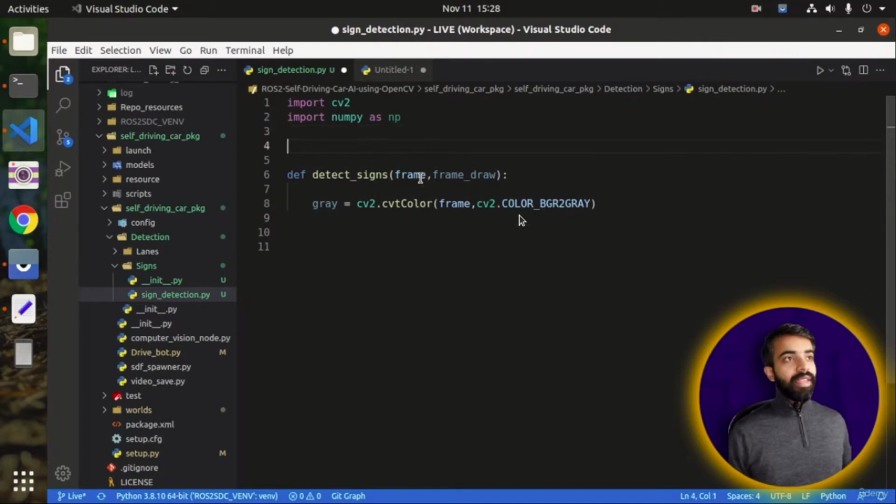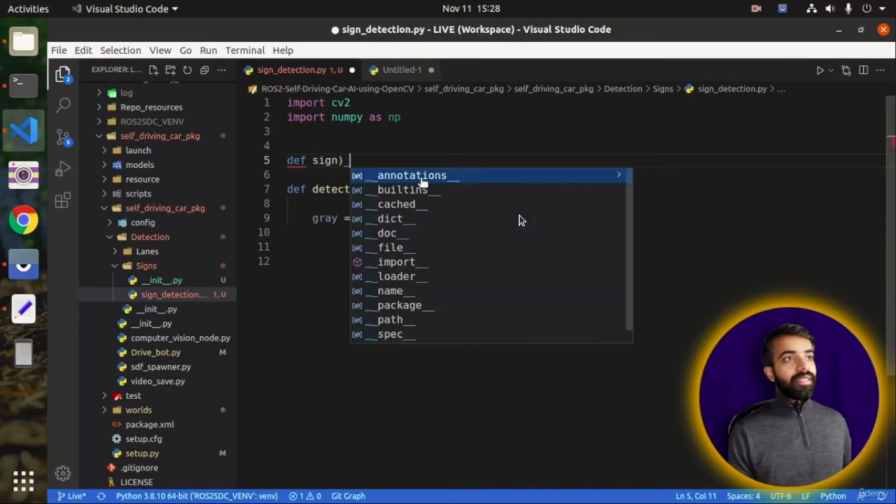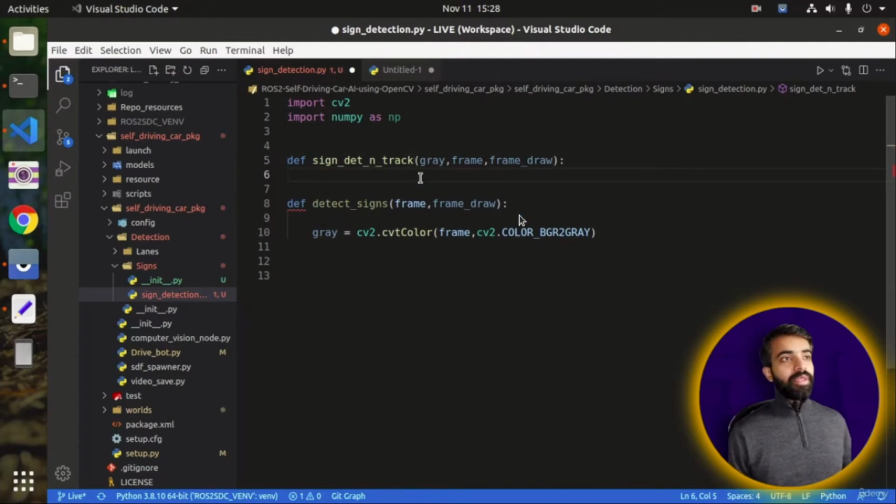So let's define a function that actually implements all the detection and the tracking inside of it. Let's define the sign detection and track function. It takes in three arguments. First is the grayscale that will become the input of the HoughCircles function. Second is the frame, and third is simply the frame_draw. And these three arguments will become the inputs of this particular function.